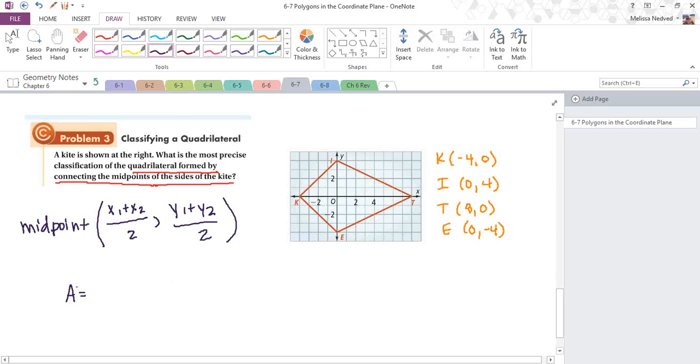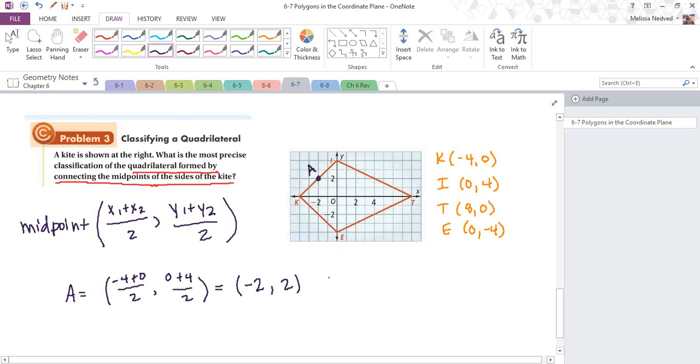I'm going to use K and I for my x1, y1, x2, y2, plugging into my midpoint formula. So I get -4 plus 0 divided by 2, 0 plus 4 divided by 2. Let me try that again, excuse me. -4 plus 0 is -4, divided by 2 is -2. 0 plus 4 is 4. 4 divided by 2 is 2. So A is the point -2, 2. I'm going to go ahead and plot that right here.